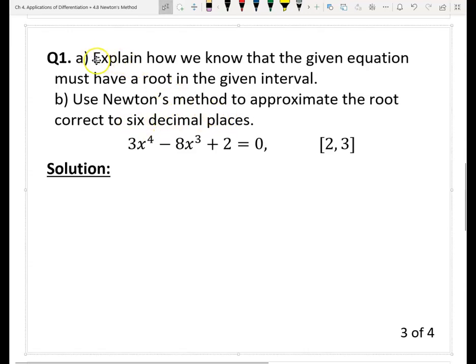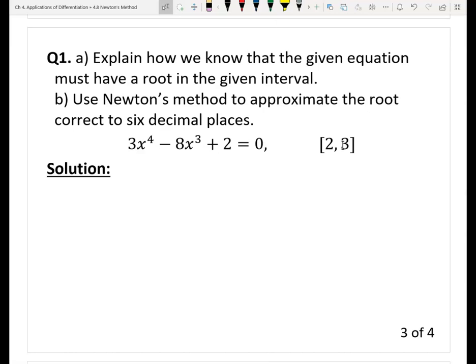Now, let's go to the first part. How to prove, how to show why there is a root between 2 and 3. Do you remember we learned before the intermediate value theorem? All we need is to look at the value of the function at 2 and at 3, right? If they have a different, or opposite, sign, then we can prove there's a root. Let me do that.